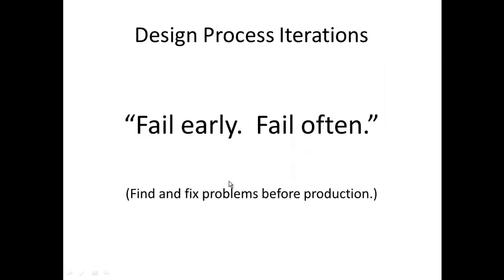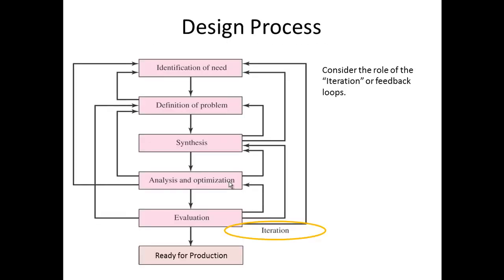There's a saying in the design process: fail early, fail often. You want to find and fix the problems that you have before production. You want to have the optimal product before you enter the production phase. So getting back to when you're ready for production, you want to make sure at the end of the evaluation that you have a solid product that can go and be produced.